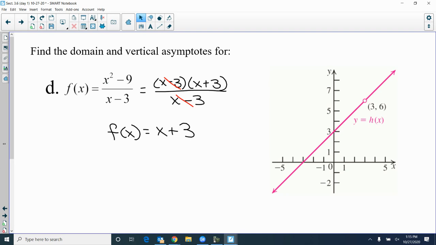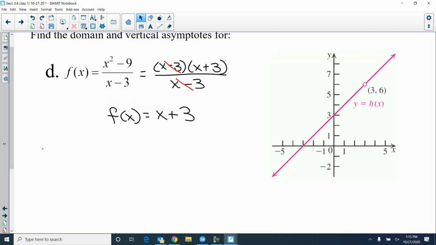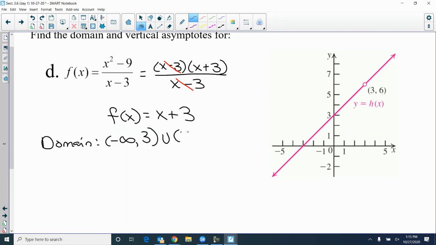Now, one of the Zoom ones will let you see the hole. I don't know if it's Z integer or there's another one, Z square. I'm not sure which one, but it'll show up. But in this case, there's a hole in the graph. Now, our domain is everything but 3. You still get undefined when you plug in 3. So it's negative infinity to 3 union 3 to infinity, but there are no vertical asymptotes.